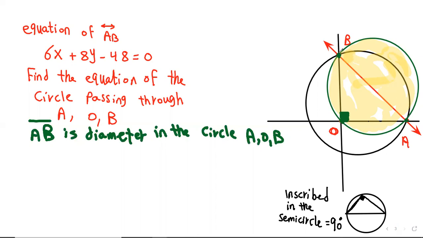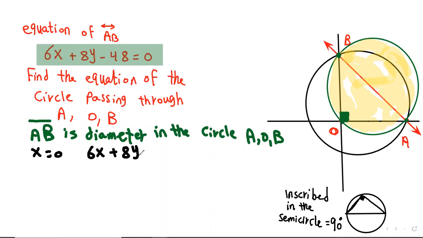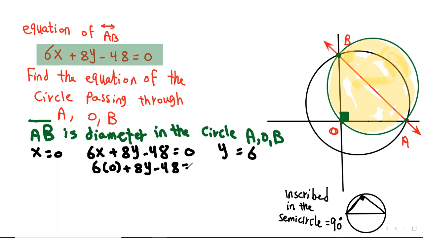How can we get the point A and how can we get the point B? We know that the equation of AB is 6x plus 8y minus 48. We can use this equation. And any point that lies on the y-axis is 0 and y. So we put x equals 0 in this equation, 6x plus 8y minus 48 equals 0. Then 6 times 0, 0, plus 8y equals 48, so y equals 6.